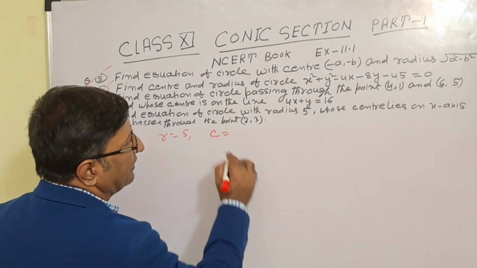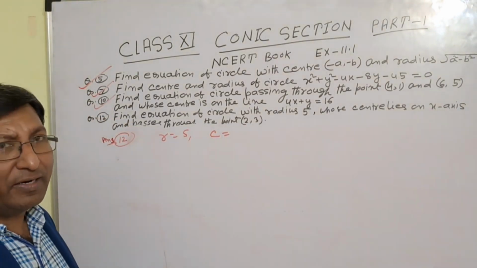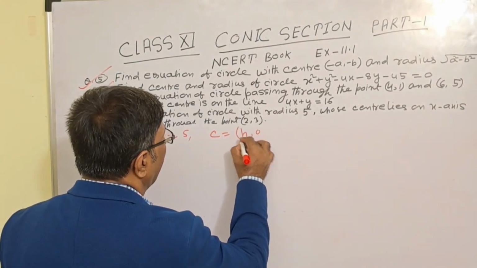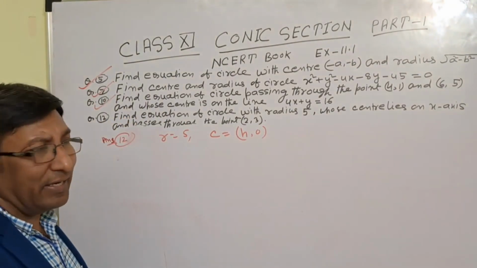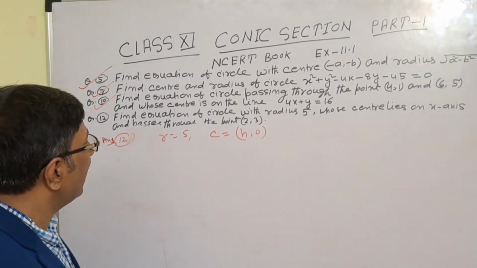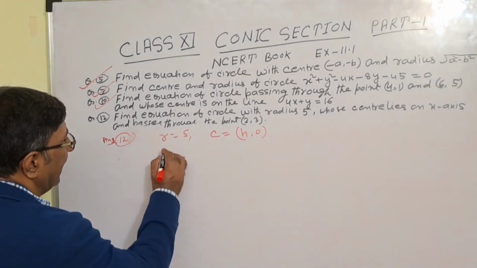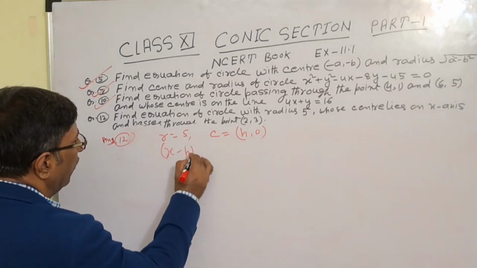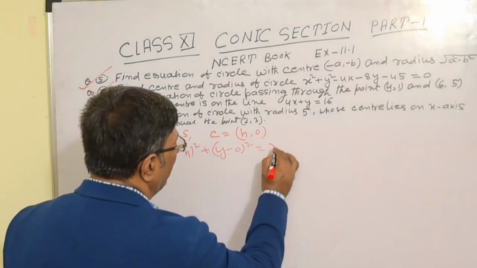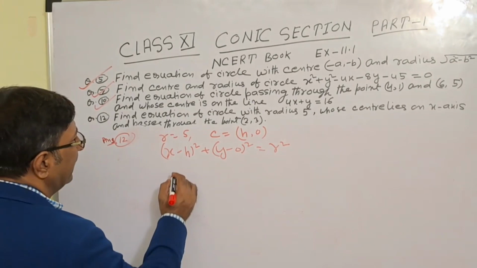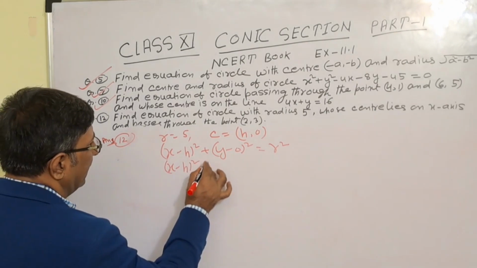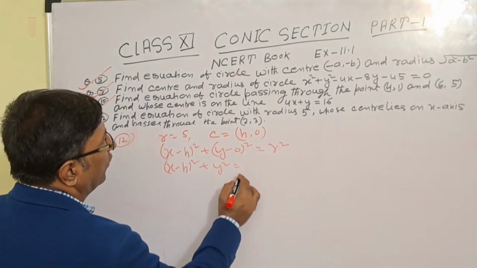So the center is on the x-axis. On the x-axis, what will the y coordinate be? 0. So our center coordinate will be (h, 0), because the coordinate of center is (h, k). So on the x-axis the y coordinate will be 0. So our equation will be (x minus h) whole square plus (y minus 0) whole square equal to r square, right? So (x minus h) whole square plus y square equal to r square.